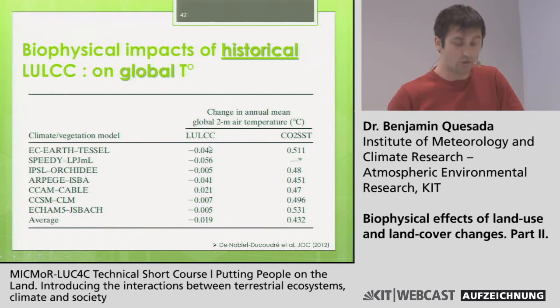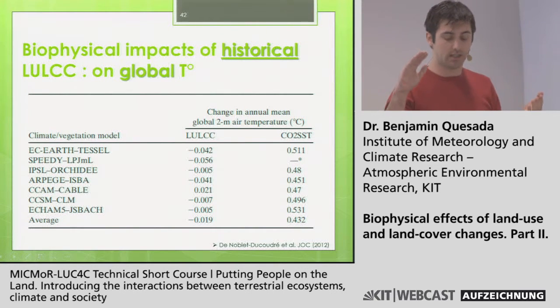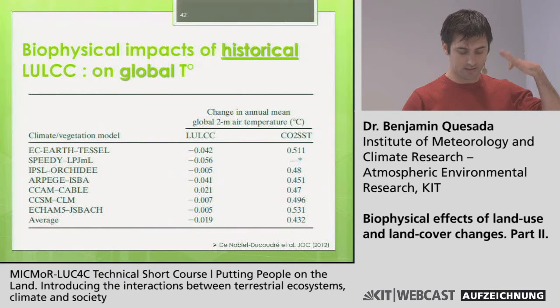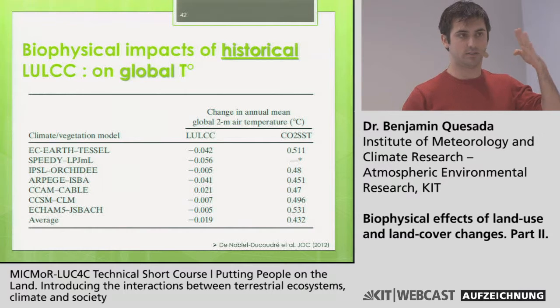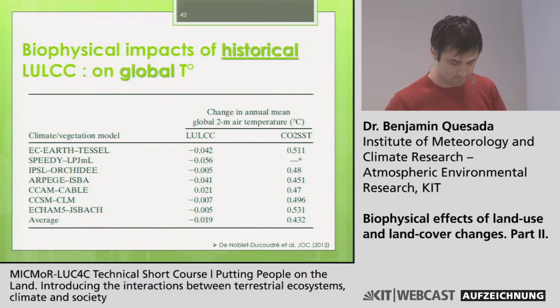So now when we compare the global values of temperature due to biophysical land use and land cover changes of the past century, for each model, we have a cooling effect of, on average, minus 0.02 degrees. If we compare it to the CO2 emissions that lead to a warming over the past century, it's more like 0.4 degrees. So that's one order of magnitude less for the biophysical impacts of land use and land cover change of the past century on global temperature. That means that the trends in global warming for the past century were slightly reduced, by at most 10%, due to land use and land cover changes globally.